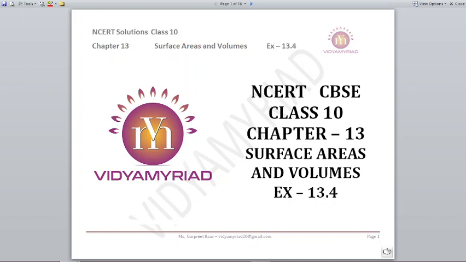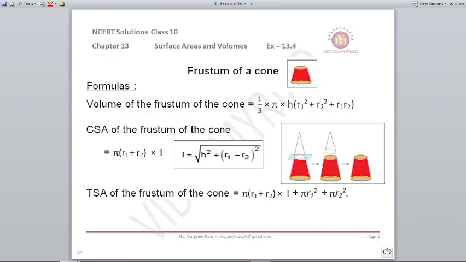This video is made for class 10 on chapter number 13, surface areas and volumes, and today we are going to begin with exercise 13.4 from NCERT. Now to begin with the exercise, you must know various formulas related to the frustum of a cone.